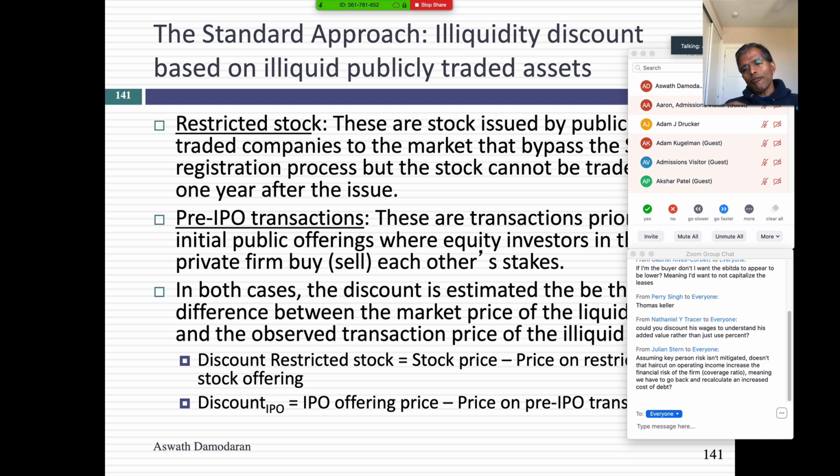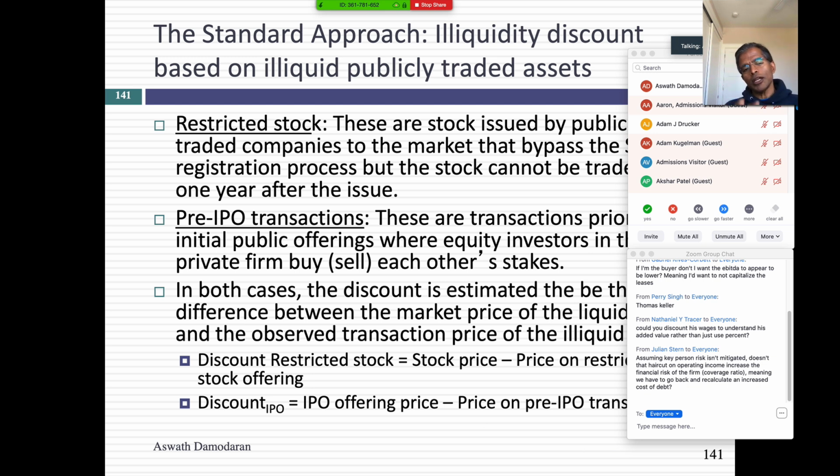The 20 to 25% that you see practitioners use comes from studies of two groups of companies. One are companies with what are called restricted stock. These are companies that issue shares to the public, but these are restricted shares where the shares cannot be traded. So they're public companies that issue shares, but the shares that they issue in the restricted stock offering cannot be traded. So what you can observe in these companies is the market price on their shares as well as the market price on the restricted shares. In a sense, you're getting a measure of how much are investors demanding for illiquidity.